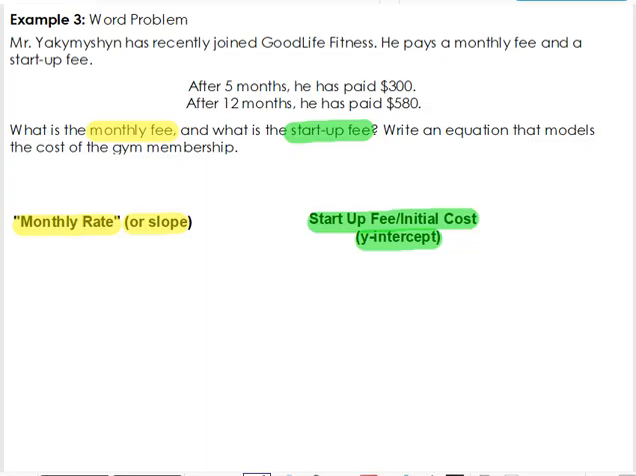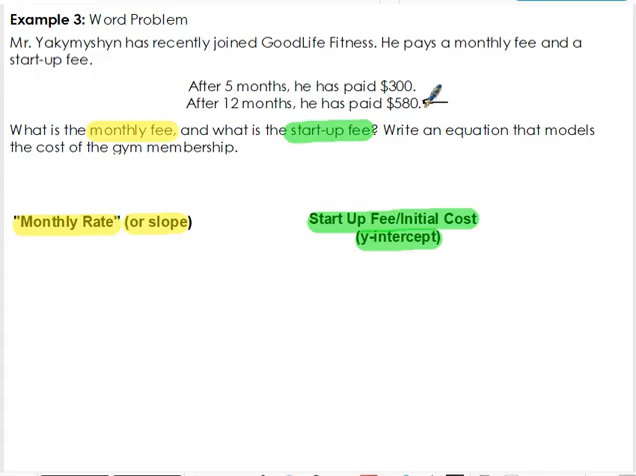Before we actually dive into this, I want to tell you some common misconceptions here. I see a lot of students in the past saw this information right here, and what they really did quickly was they did 300 divided by 5 is 60. So they right away thought that I was paying $60 per month. And then they thought, maybe it should be the same here, because 580 divided by 12 should also give me the same number.